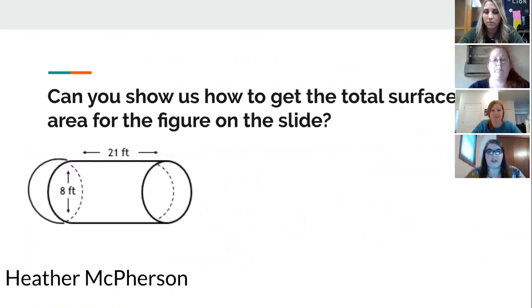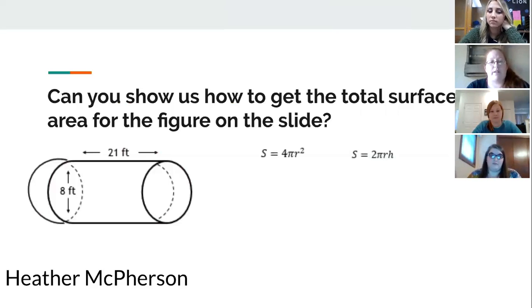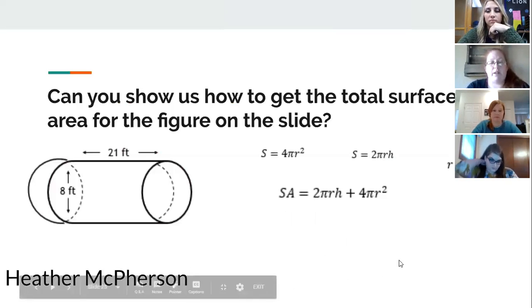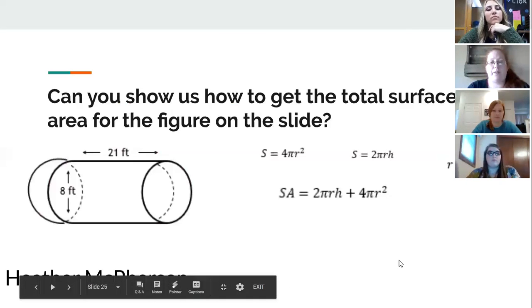Hey, Heather, can you show us how to get the total surface area for the figure on the slide? I would love to. Okay, so you have a cylinder that you're going to be working with, and the equation that you're going to use to find the total surface area is going to be two different parts. So you'd have S equals 4 pi r squared and S equals 2 pi r h. So the full equation that you're going to use is going to be SA for surface area equals 2 pi r h plus 4 pi r squared.